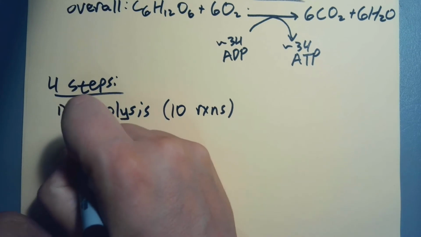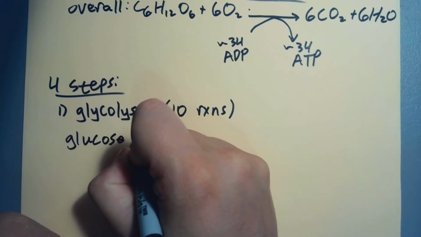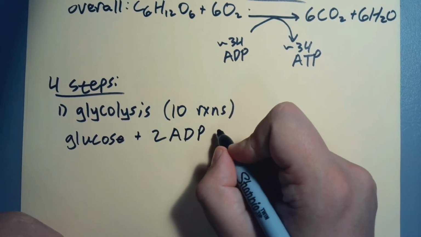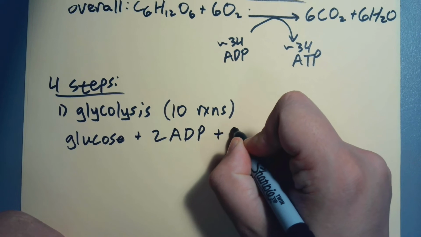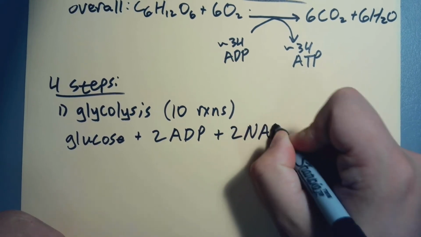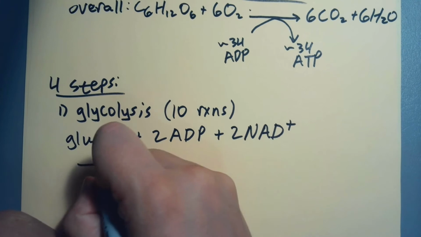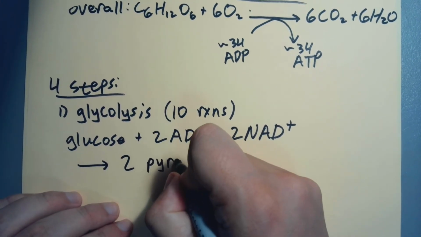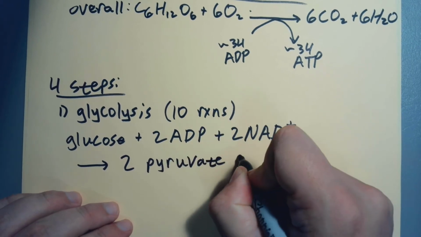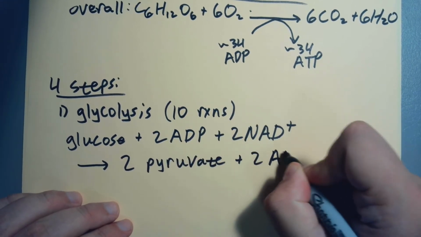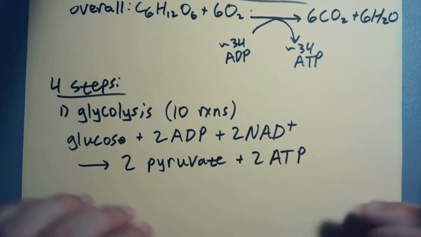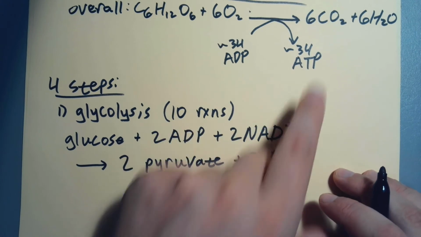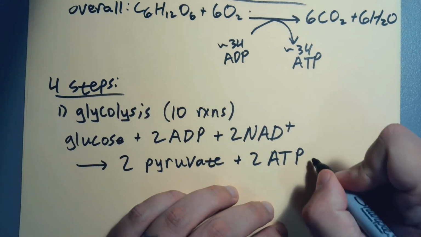So you have your glucose, and you're going to have 2 ADP. So we're also going to have 2 NAD+. And we're going to come out of this with what we call 2 pyruvates and 2 ATP. So we're actually making some ATP right off the bat, which is nice. Not a lot, only 2. Remember, overall we're getting like 34. So this isn't much compared to the total, but it's a great start. Like, we get some right off the bat.